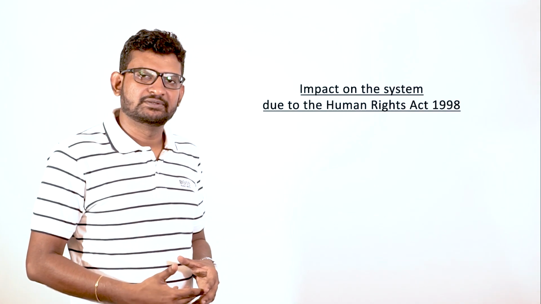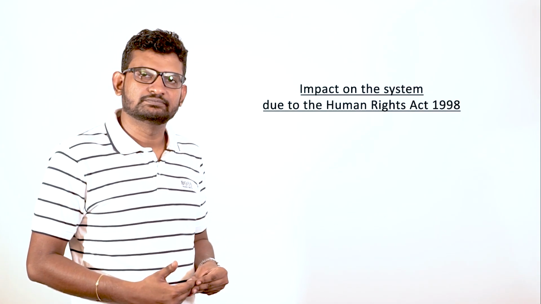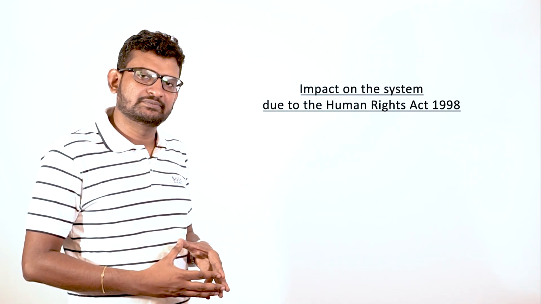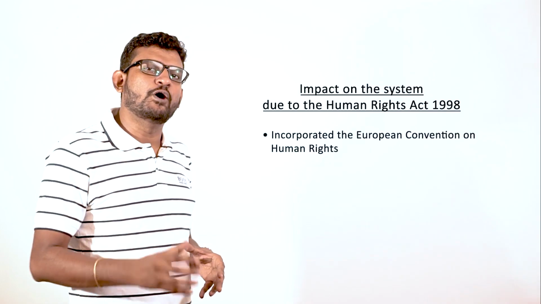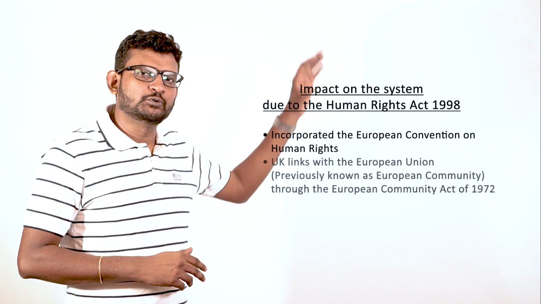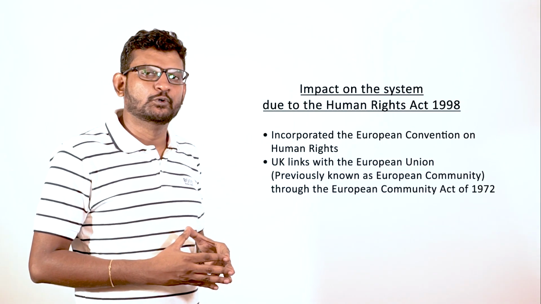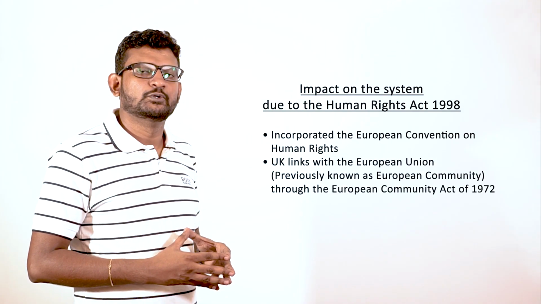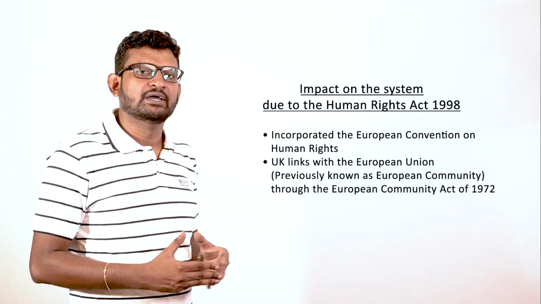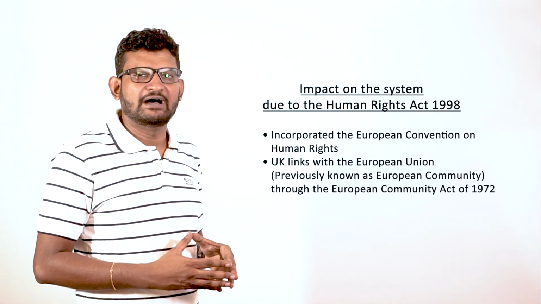Next, you students need to understand the impact to the system due to the Human Rights Act 1998, which incorporates the European Convention on Human Rights, and the European Communities Act of 1972, which links the UK with the European Community, now known as the European Union. Again, this EU part will be out after Brexit.